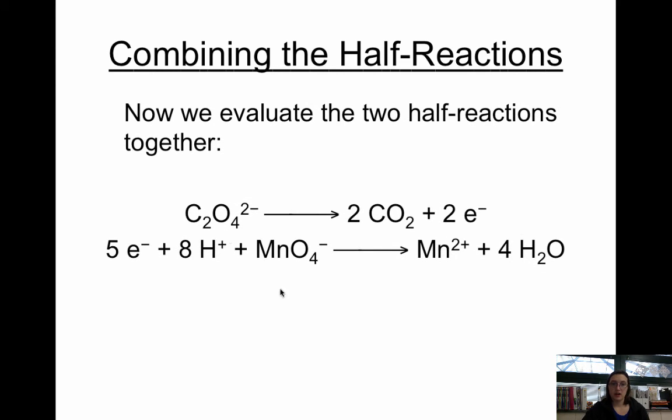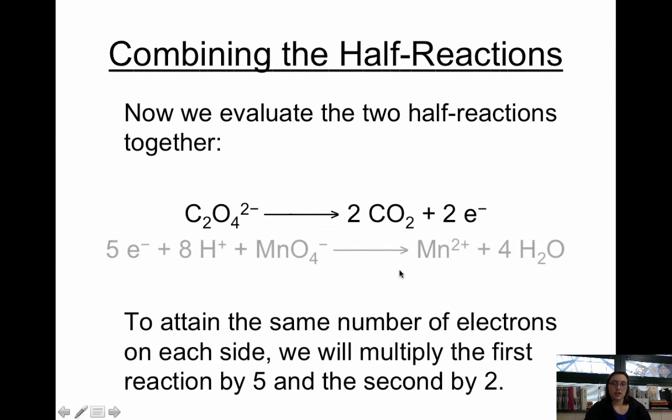We have the oxalate, we have the permanganate. So then to get the same number of electrons, right, before we add these together, our number of electrons need to be the same. So what that means is we have 2 electrons in the first, 5 in the second. These numbers, think of how we can get them equal.